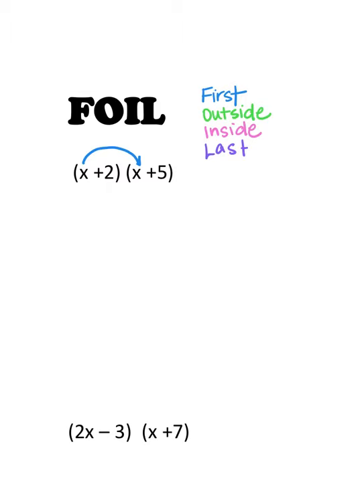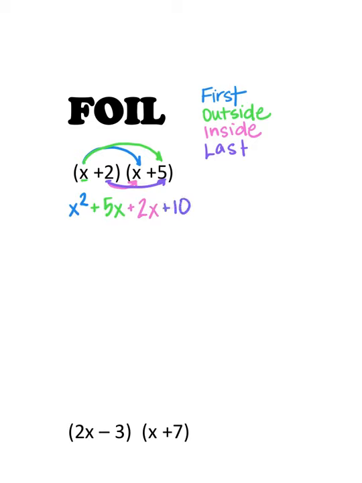Okay, so when we multiply x times x, we get x squared. All right, now we have outside. So our outside numbers, meaning our outside here and outside here. So that's the outside. So x times 5 gives us 5x. Inside, those are our numbers on the inside. So now we have plus 2x. And finally, last, the two last numbers of each binomial, and we get plus 10.